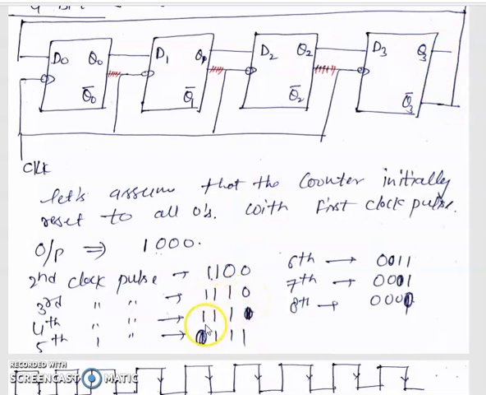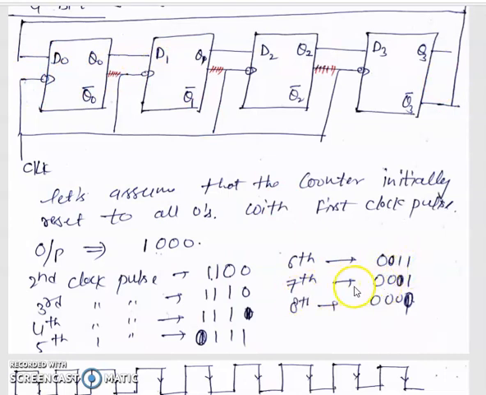In the fourth it is 1 1 1 and it is also 1. In the fifth it is 1, so Q3 bar is 0, so 0 is fed back to the input of D0, this means 0 1 1 1. And the next clock pulse, that is the 6th clock pulse, also it is 1, so Q3 bar is 0. 0 is fed to the first flip-flop and the first flip-flop is to D1. So 0 0 and this is 1 1.